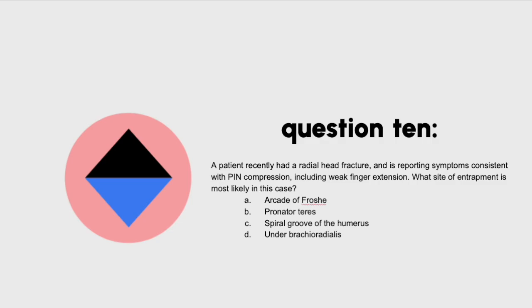A patient recently had a radial head fracture and is reporting symptoms consistent with PIN compression, including weak finger extension. What site of entrapment is most likely in this case? A. Arcade of Frohse. B. Pronator teres. C. Spiral groove of the humerus. Or D. Under the brachioradialis?